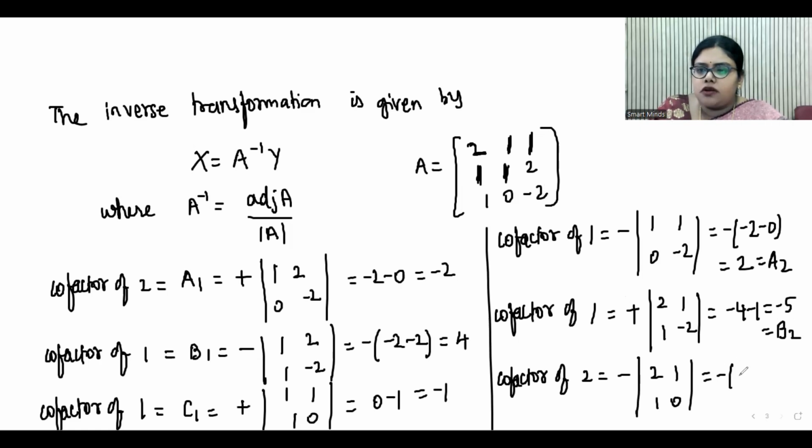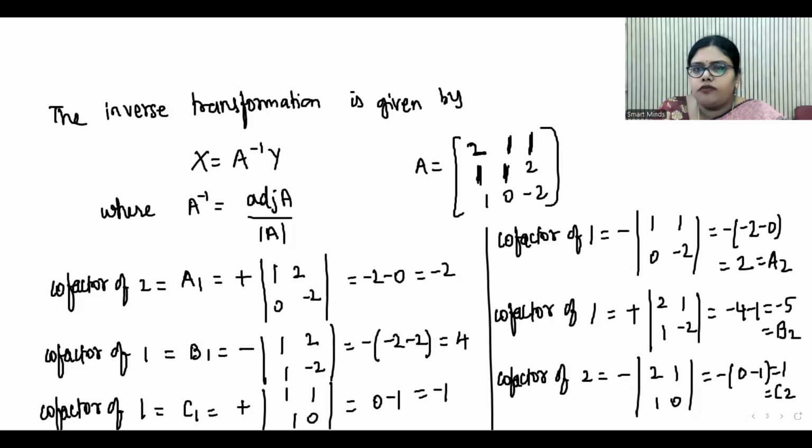That is minus of 0 minus 1, which is equal to 1. This is C2. After C2, we will find out cofactor of 1. Let us name it as A3. So here you have taken minus. Now we will take plus.